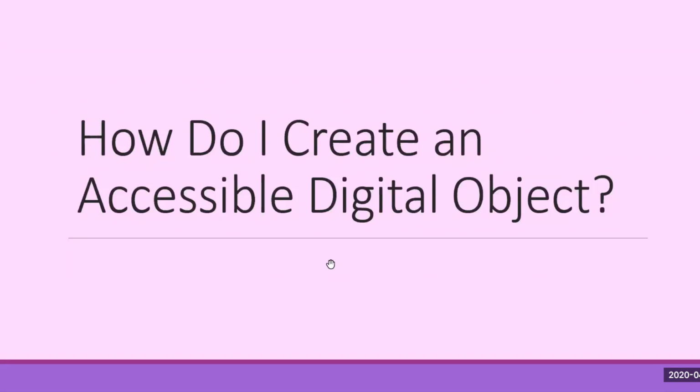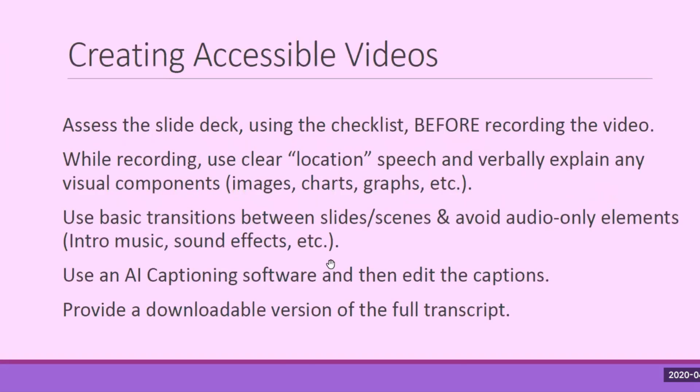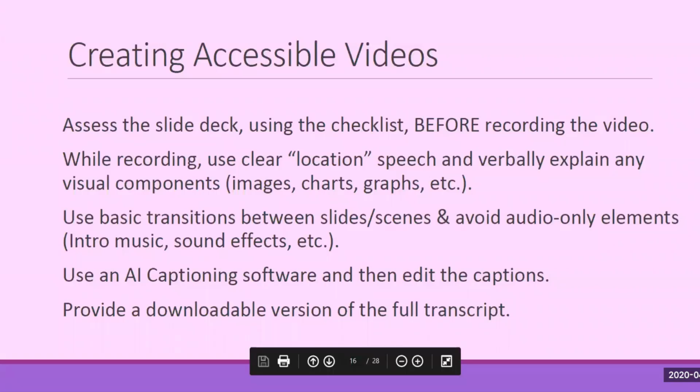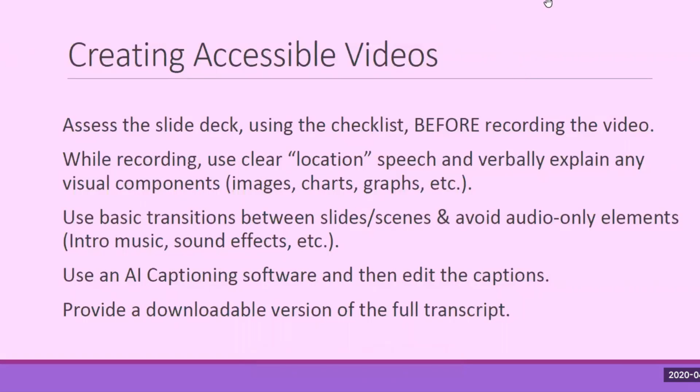So when you're creating accessible videos, remember, you want to do as much of this before you start filming as possible. So make sure you assess your full slide deck before recording the video. While you're recording, you want to make sure that you're using clear location speech. So for example, avoid saying, "click here." That's not helpful for someone who can't see your screen. Instead, you want to say, "go to File in the upper left corner, select Save. It'll be the third item down on the list."